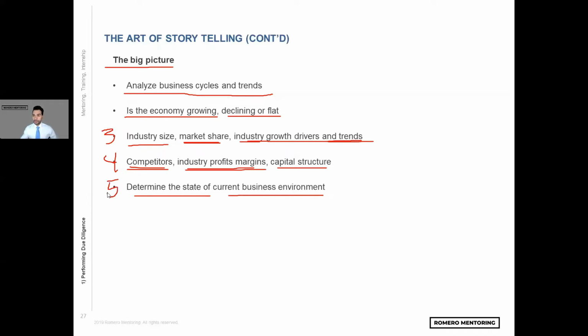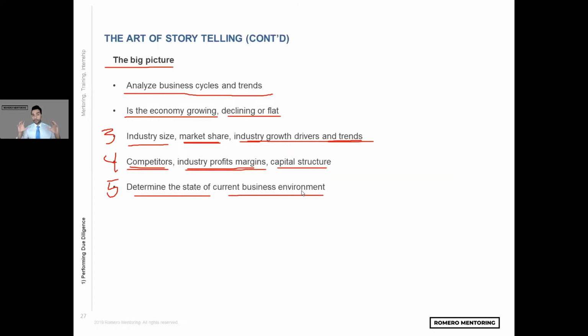Also, in the 5th point, determine the state of current business environment. That essentially just means, are we at the top of an economic cycle? Are we at the bottom of a recession? Are we about to move to a higher leg in economic growth? You have to understand where we are in the economic cycle, because that's going to help you figure out your price target over the next 6 to 12 months when you're really evaluating a stock.